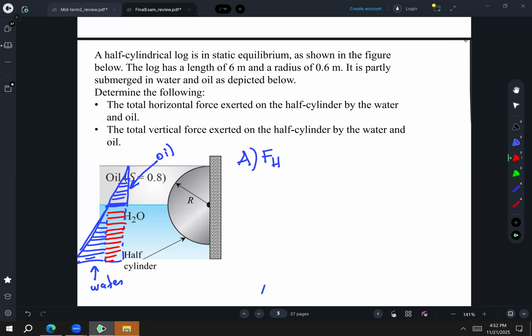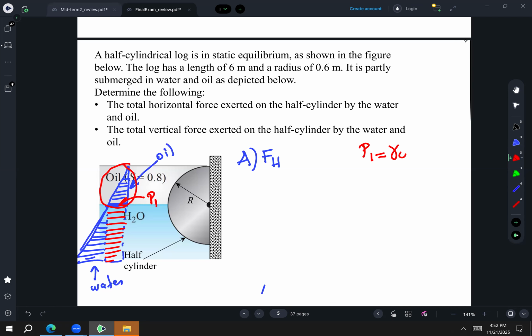Okay. So to determine the horizontal force, there are several methods. One way is we can get the area of the triangle and multiply by the length of 6 meters to get the force of the oil. So first we have to get this pressure here. I'm going to call this pressure 1. And pressure 1 will be equal to what?